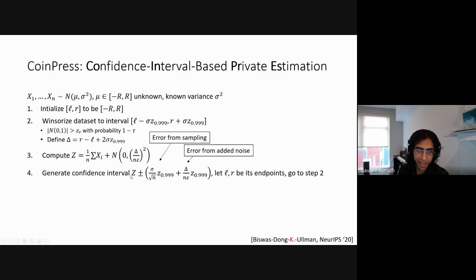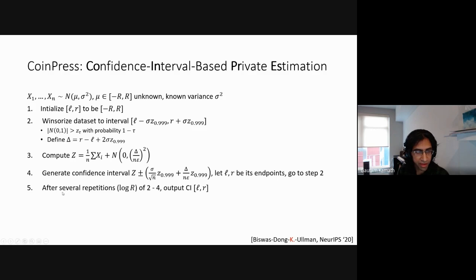So we get some new confidence interval, and we let L and R be its endpoints, and then go to step 2. Essentially, generate a narrow confidence interval, add noise to the clipped data set, account for the noise, and keep repeating.